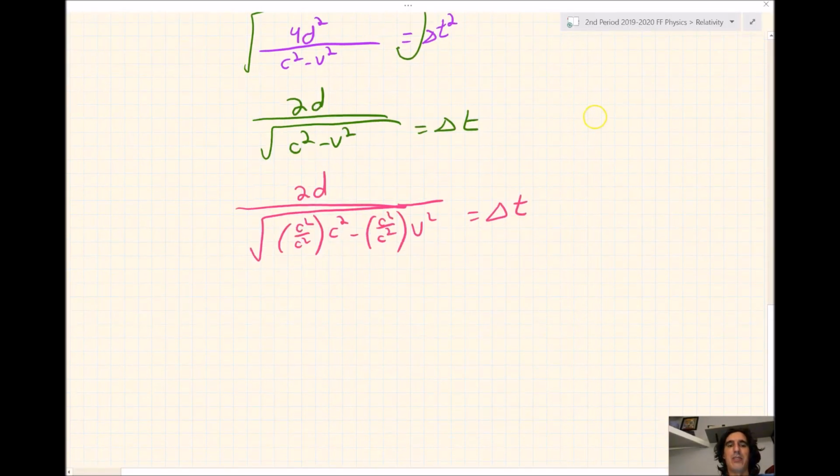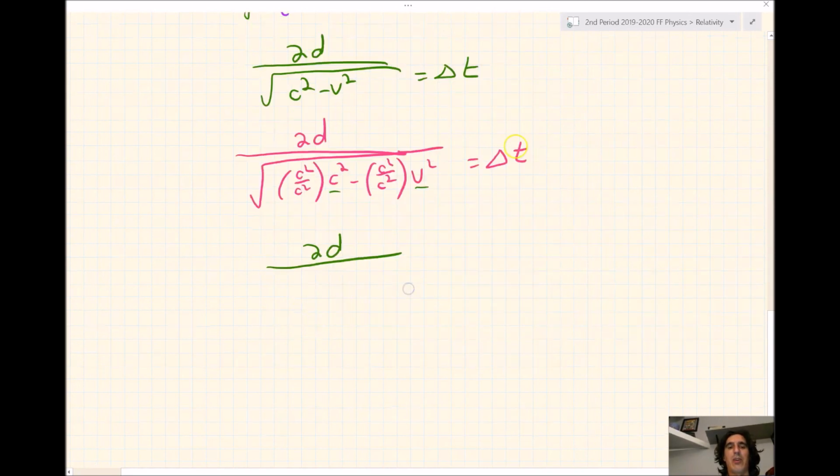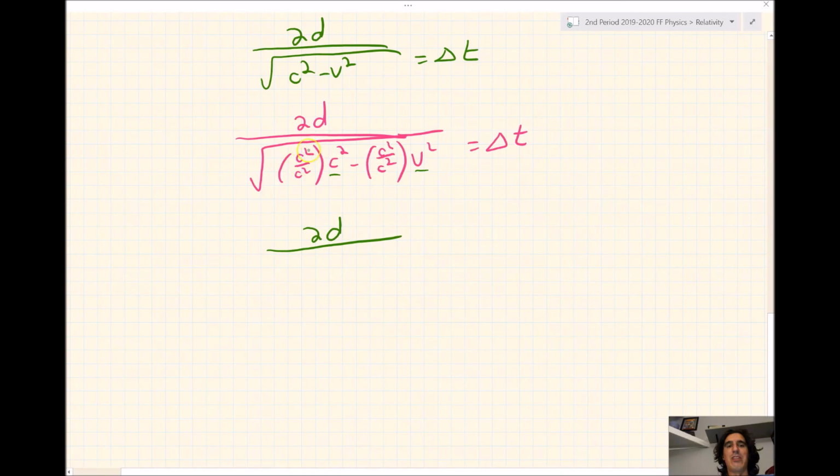Since the c squared and the v squared that we started with both have a c squared in common, we can pull that out and take the square root of c squared. So that'll leave us with 2d all over, we're taking the square root of c squared from both of them, since they both have it in common. So all over c times the square root, the c squared over c squared becomes 1. So 1 minus v squared over c squared equals delta t.